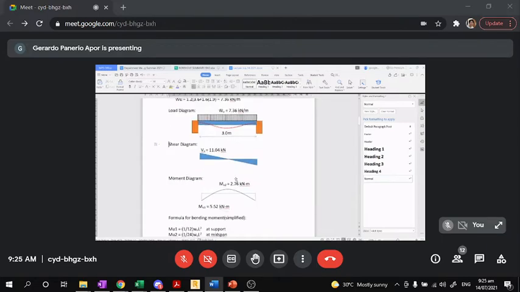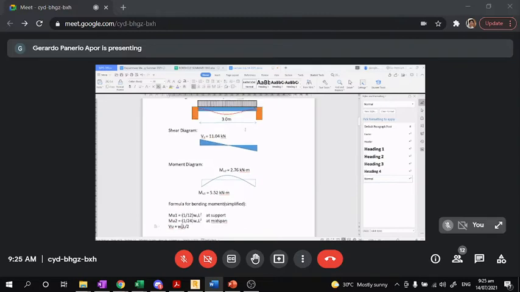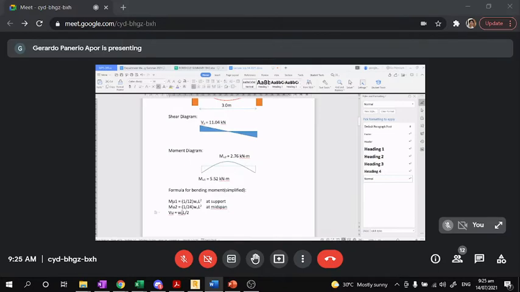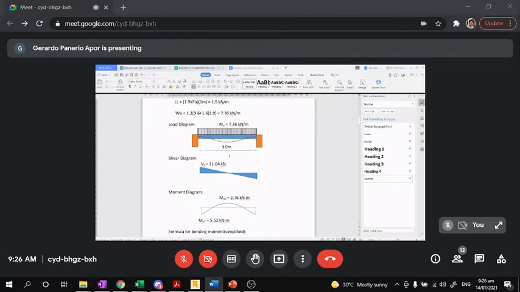The formula for shear actually is like this. VU is equal to WUL divided by 2. You still remember this? For this particular figure. Anybody agree with me or agree with your classmate? Do you still remember the formula for the shear? How to determine the shear for this one? Because we are still in analysis, no? This is not design yet.